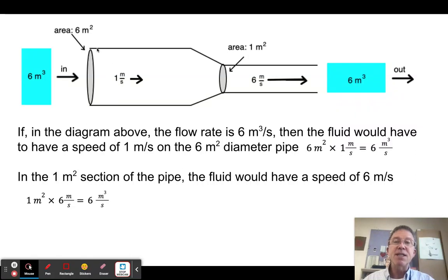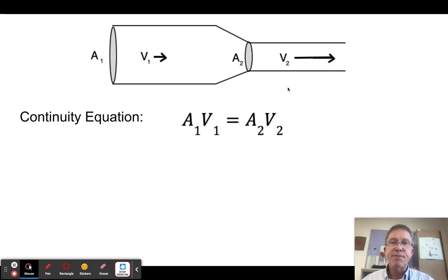So what we find is that however much the area shrinks is how much the velocity increases. So if this had an area that was 10 times smaller than this, the velocity here would have to be 10 times greater. If things are flowing this way and the area got 2 times bigger, then it's going to have to flow 2 times slower. All right, so you just have to keep in mind that area times velocity equals area times velocity.